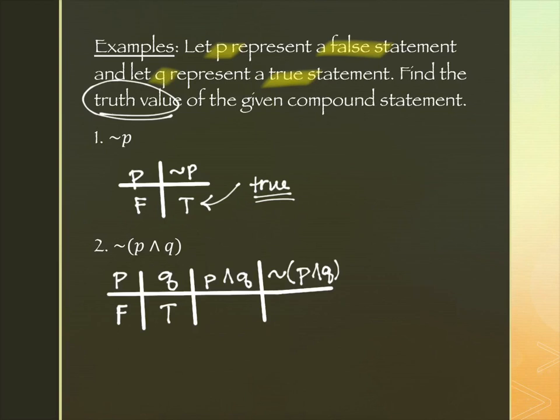Absolutely. Now I need to join them with and. When is an and statement true? When they're both true. So what's this one? False. Simply because they're not both true. Last column. It's a negation of the previous column. So it's true. And this right here means that my truth value is that I have a true statement. Okay, I have one more for us of this variety anyway.